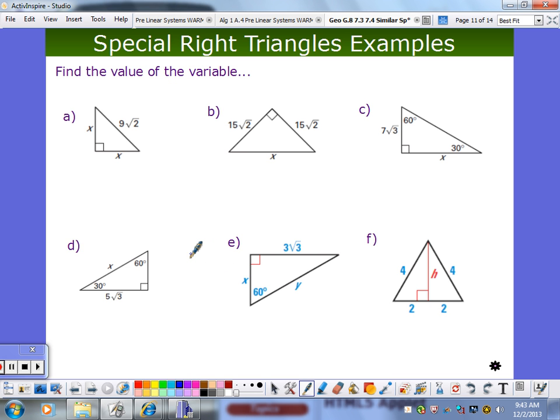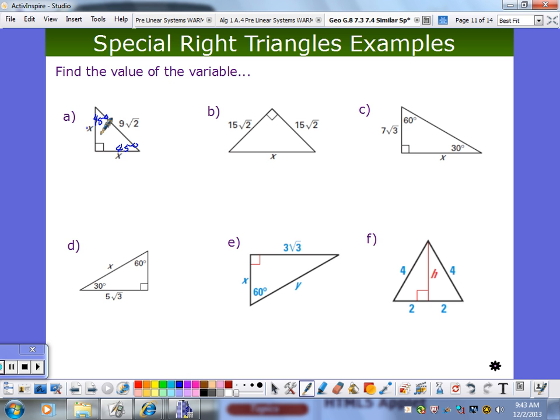So looking at just a couple of examples now, this is x and this is x. What do I know about these two angles then? What do they have to be? They both have to be 45. Why do they both have to be 45? Yeah, how's that? What's that theorem? What's that base angle theorem?